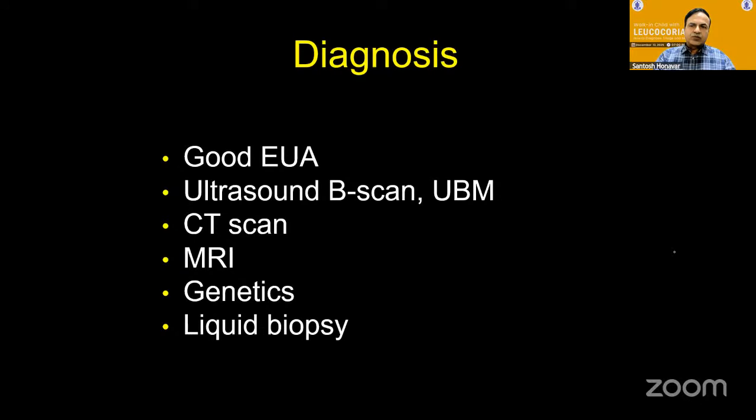Diagnosis would be by a good examination under anesthesia, ultrasound B scan, UBM under anesthesia, a CT scan where you're looking for calcification, MRI when you're looking for very subtle signs as I showed both in PHPV and Coats disease, there are very specific signs on MRI, genetics where you really require, and of course, liquid biopsy currently can help differentiate retinoblastoma from other simulating conditions.